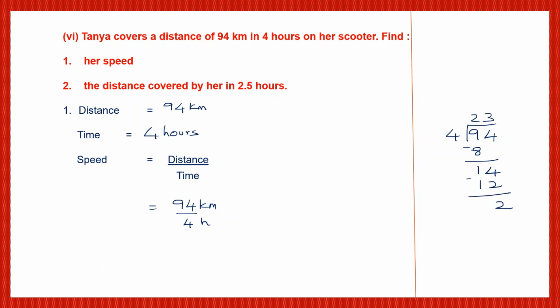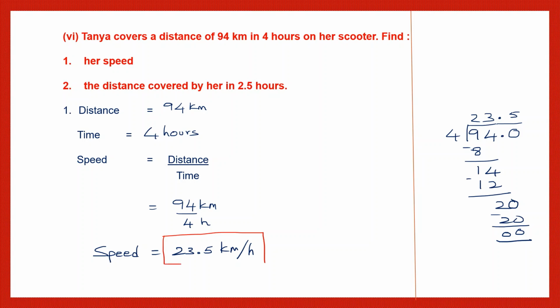Let's continue our division as a decimal number. So I bring down the 0 here, it becomes 20. I carry the point on top. Now 4 5s are 20. So this quotient is my answer here. So what do I have as my quotient? I have 23.5, and this becomes kilometer per hour. So what have we found? We have found her speed. The speed that she has taken is 23.5 kilometers per hour.